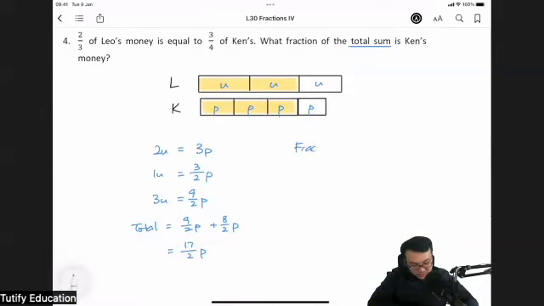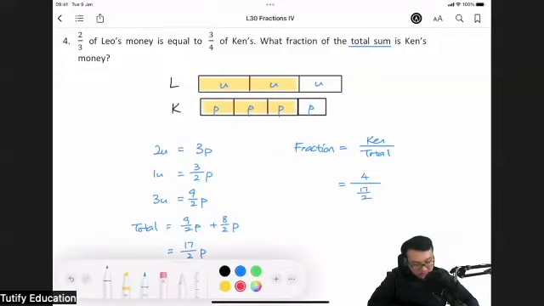The fraction that they want you to find is actually Ken out of the total sum. So Ken is 4. The total, we already found, is 17 over 2.